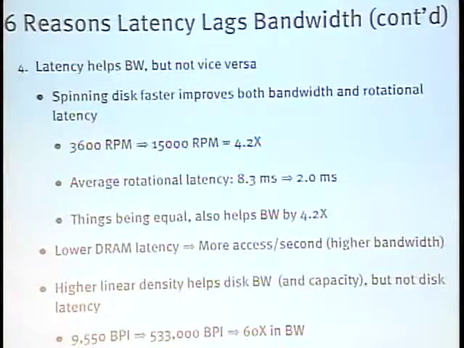Latency helps bandwidth, but not the other way around. Let's say we can spin our disk faster. That's going to help latency because we can move the head to the right place faster. But it's also going to help bandwidth because if we spin it faster, we can read more data from it. But not the other way around. If we have something more dense, then we can read more data per second. We can get more bandwidth, but that doesn't help the latency at all. You still have to go all the way around the disk, or halfway around the disk, to get your thing to the right place.